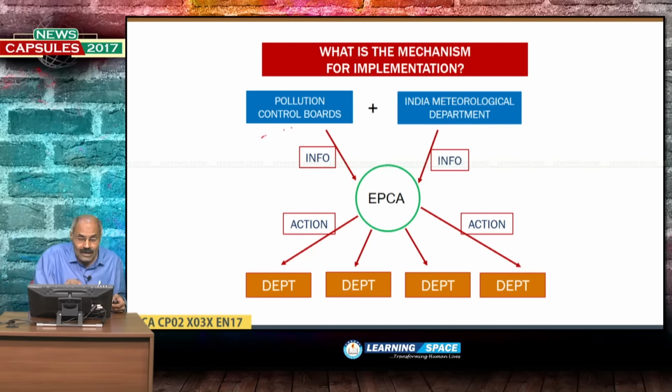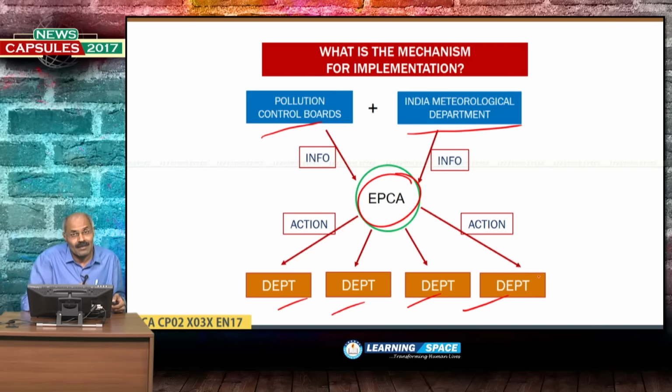Here pollution control boards as well as the India Meteorological Department will monitor air quality and report to EPCA, and subsequently EPCA will advise the departments. There are 16 departments concerned with this, right. So, this is all about the implementation plan and ultimately these departments have to implement this, right.